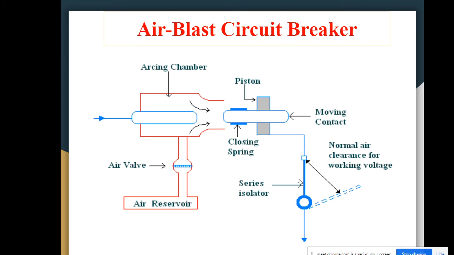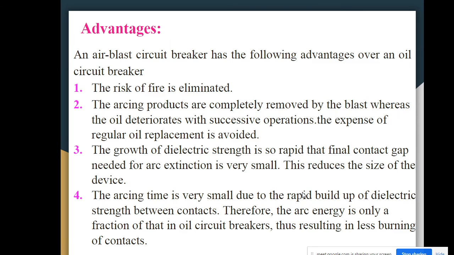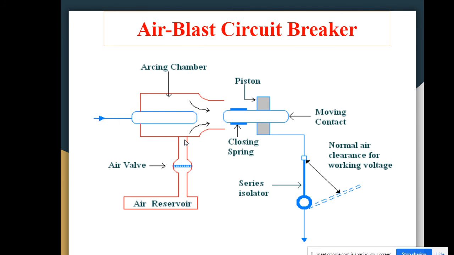But there is one more switch here, sir, what is this? It is the series isolator switch, one isolator switch. The function of this isolator switch is, see here, the gap between the contacts of the circuit breaker, especially in the air blast circuit breaker, is very small. That is 1.75 centimeter, not more than that. Only a 1.75 centimeter gap will exist between the air contacts of the circuit breaker in the air blast circuit breaker.